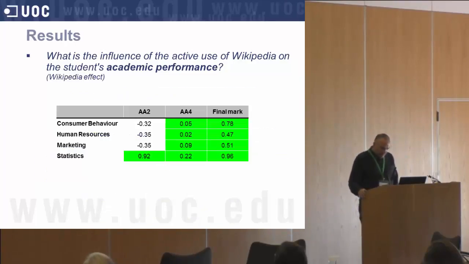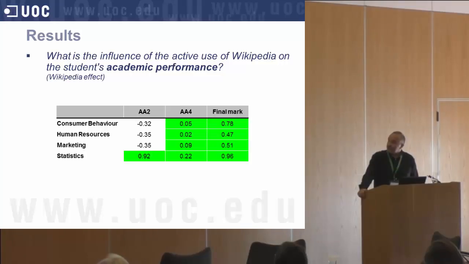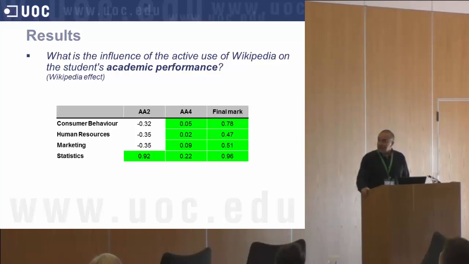Taking this into account, we get that the influence of the active use of Wikipedia on the students' academic performance is positive at the end. It's also positive in the fourth assessment activity, but this is not the case in the first one. We consider that this is due to the fact that in the first assessment where Wikipedia is used, the students are unfamiliar with the way they have to work with Wikipedia and to analyze these things, but we have a positive shape in this case, and the effect finally is positive.